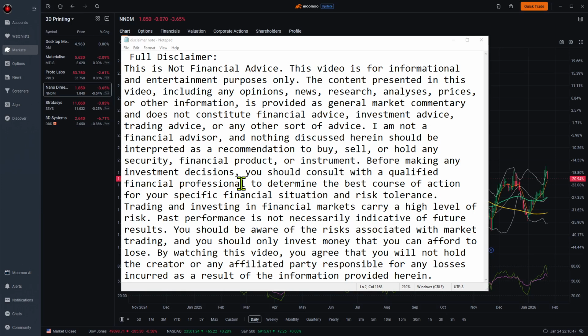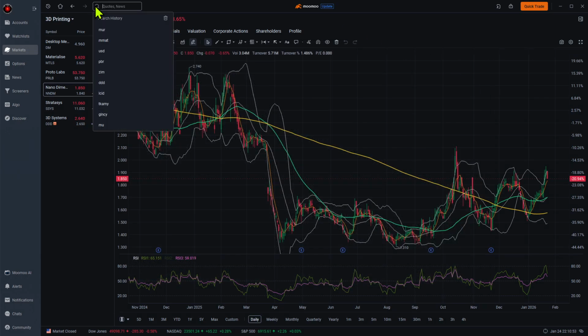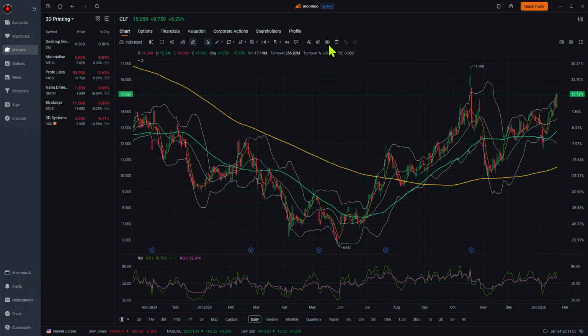Okay, here we go. I'm going to switch to Cliff because that's what I'm going to use. That's what I'm going to use as the example.